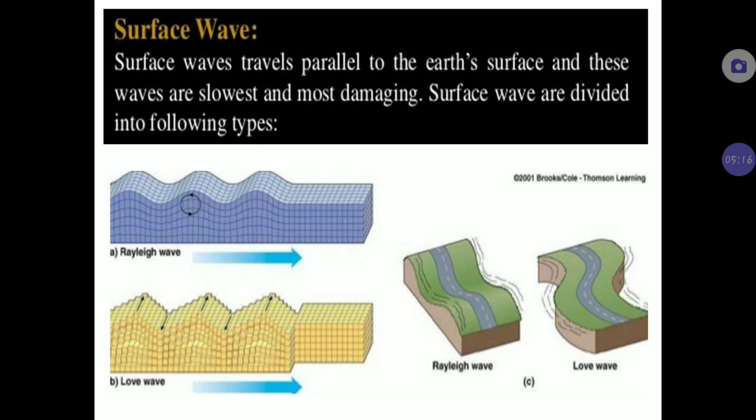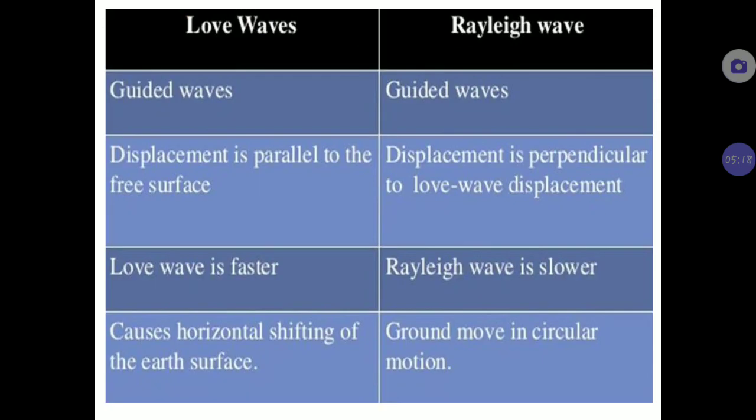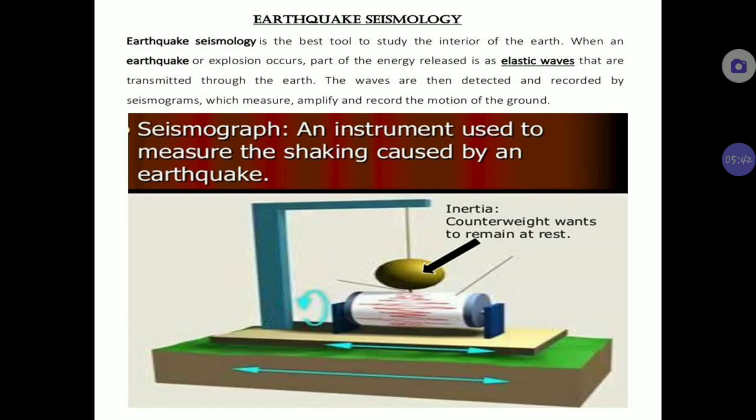In order to understand Rayleigh wave and Love wave, again I have given a tabular column. For Rayleigh wave, the displacement is perpendicular to the Love wave displacement. Whereas for Love wave, the displacement is parallel to the free surface. Love wave is faster and Rayleigh wave is slower. And Love wave causes horizontal shifting, whereas Rayleigh wave causes a circular motion.